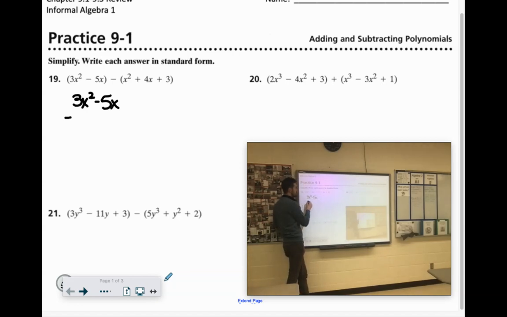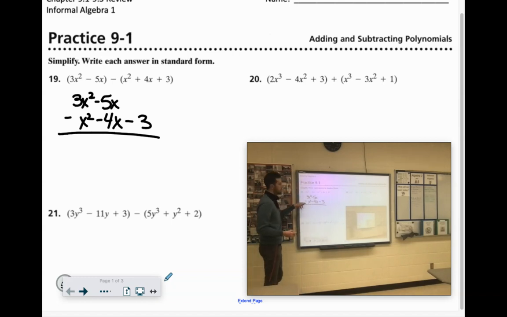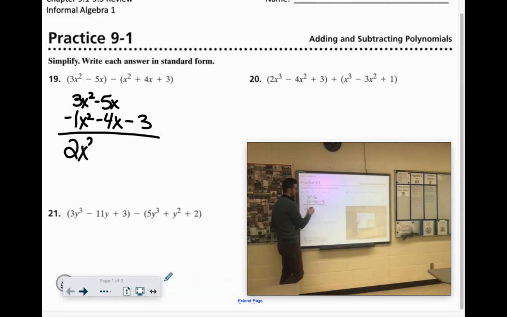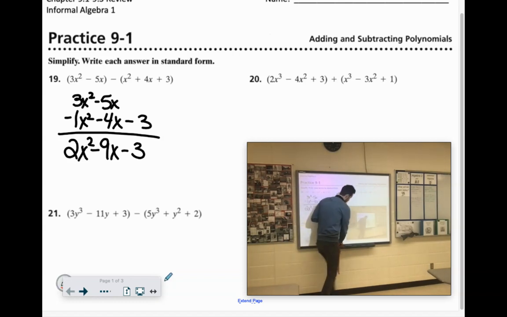I'm going to put it under my other x squareds. We'll have negative 4x. We'll have negative 3. Now keep in mind, negative x squared is like negative 1x squared. So 3x squared minus 1x squared would be 2x squared. These are both negative, so just add them together and keep it negative. 5 plus 4 is 9, so we'll have negative 9x. And then bring down your minus 3.